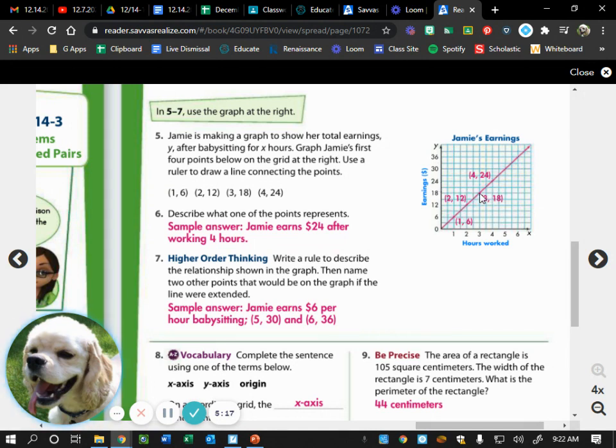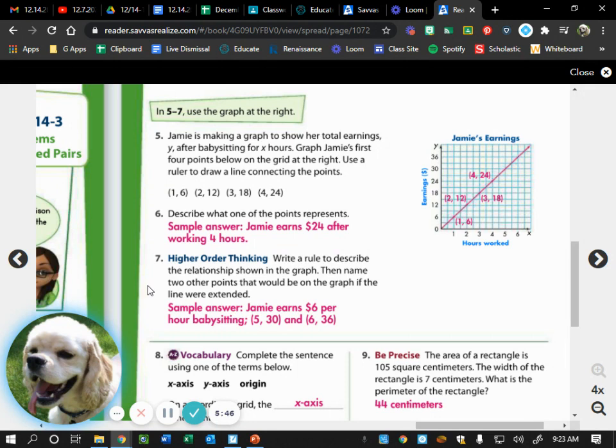So if you picked (3, 18), that would represent after 3 hours, Jamie earned $18. If you picked (2, 12), that would represent that after 2 hours, she had earned $12. And if you picked (1, 6), that would represent that after 1 hour, she had earned $6. Yes, Mackenzie. It was fine if you said she worked 4 hours and earned $24. Exactly. Yep. Awesome. Questions on number 6?